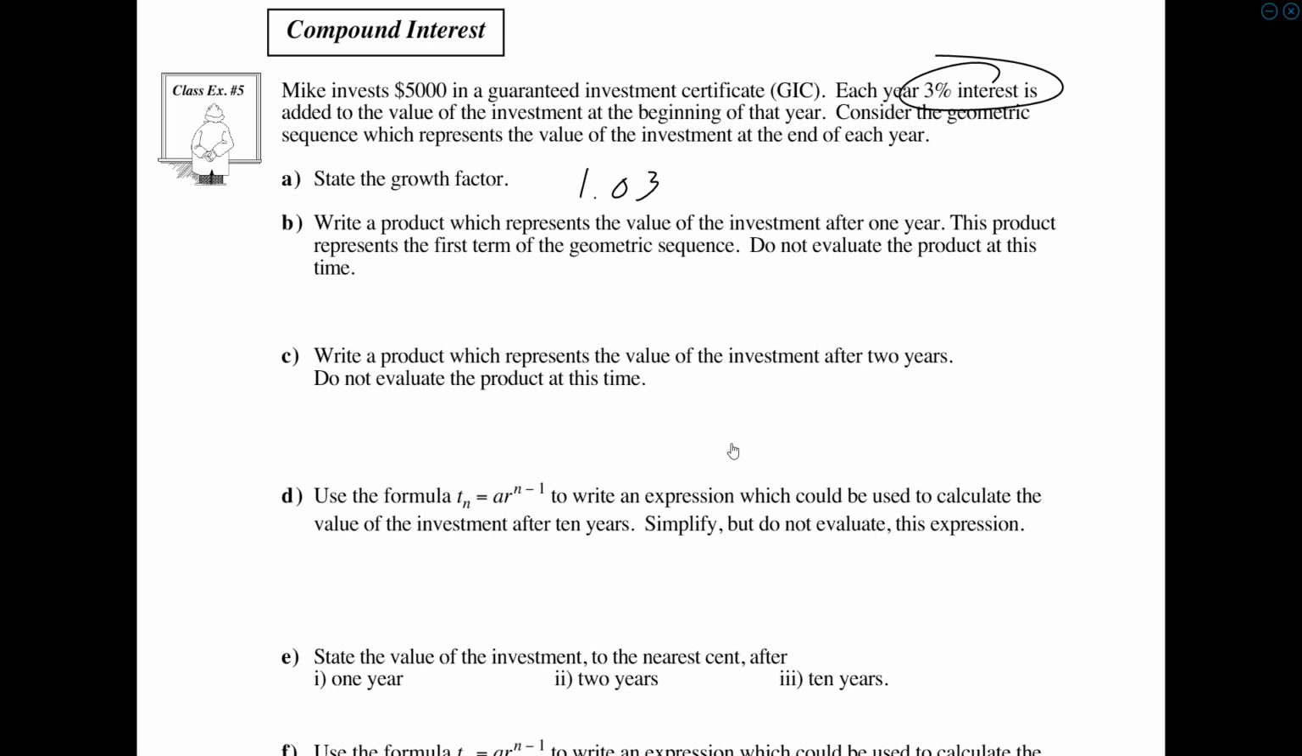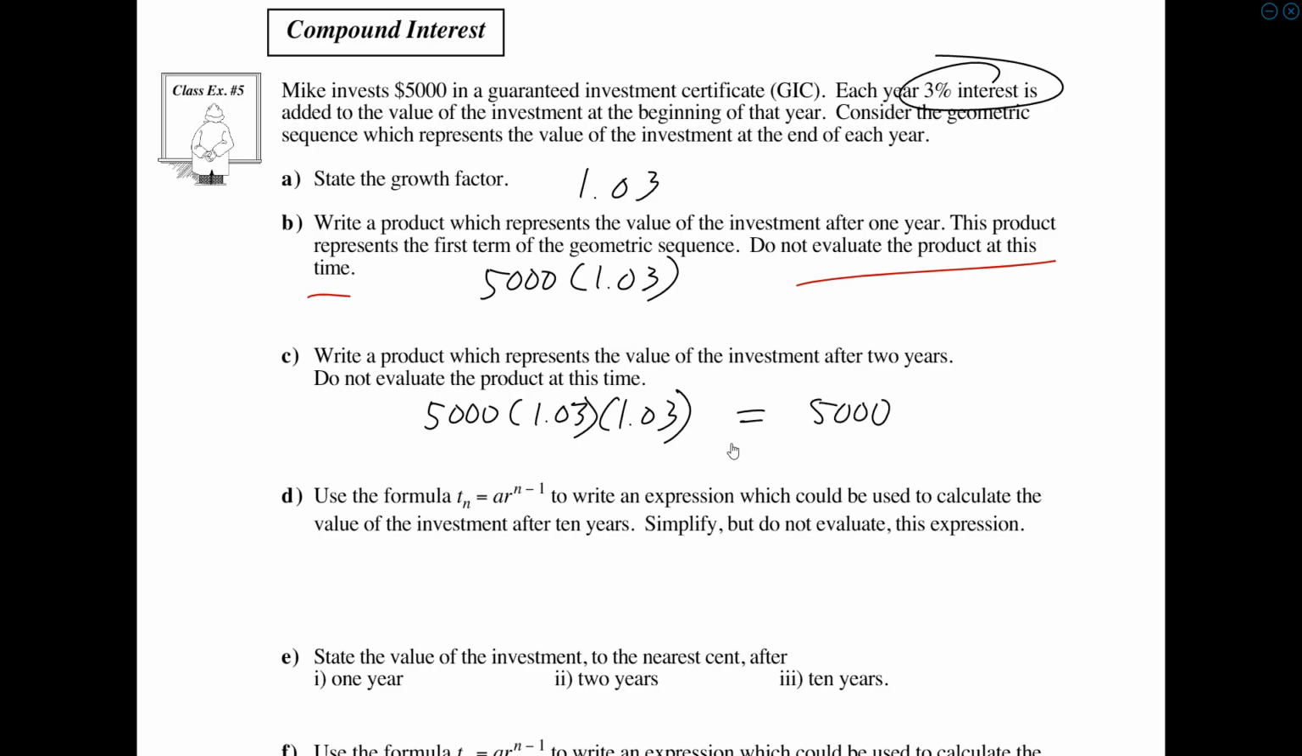So let's think about his investment after 1 year. After 1 year, he has $5,000, so his A value, times 1.03. Well, it says do not evaluate the product this time. Okay, feel free to if you want to. Next, write a product that represents the investment after 2 years. So you take what you had at the end of the first year, and you multiply that again by the 1.03. So you should have $5,000 times 1.03, that was after the first year, times 1.03 again. Or I suppose we could say this is $5,000 times 1.03 squared.